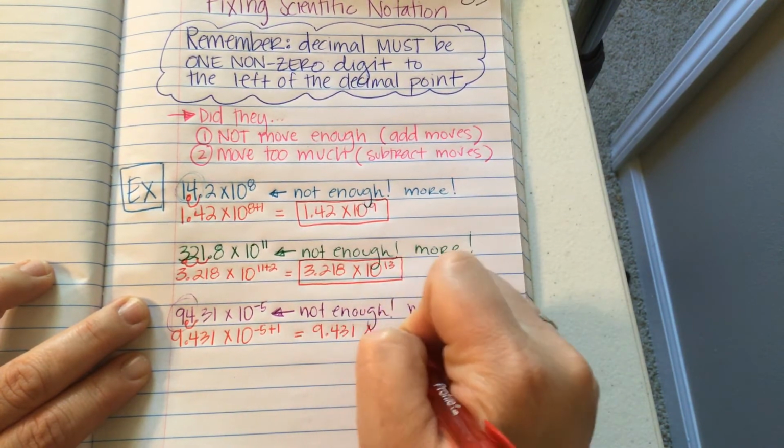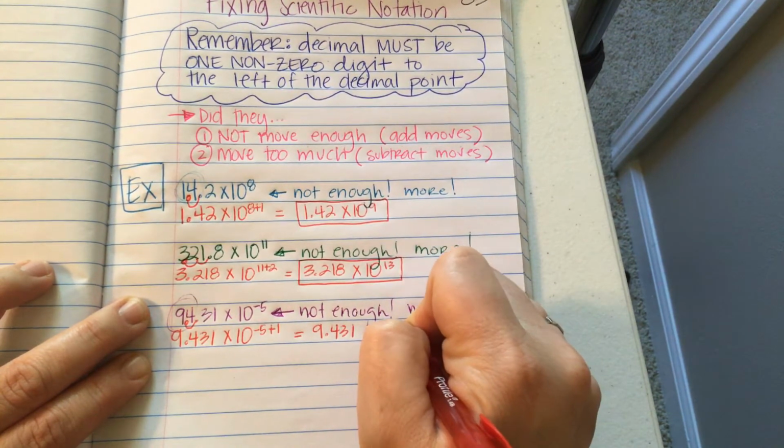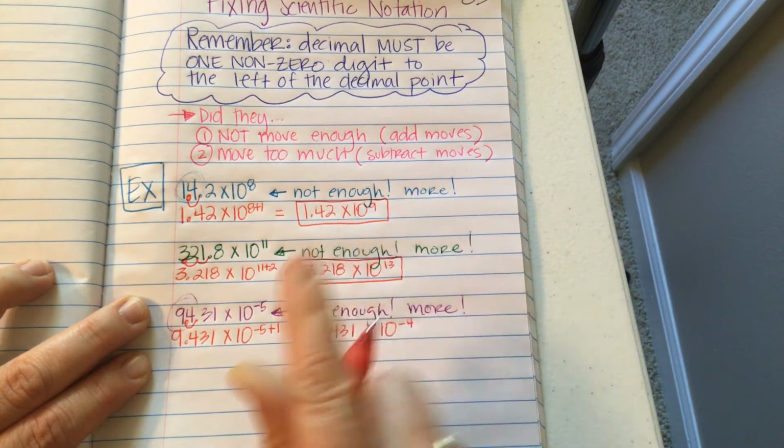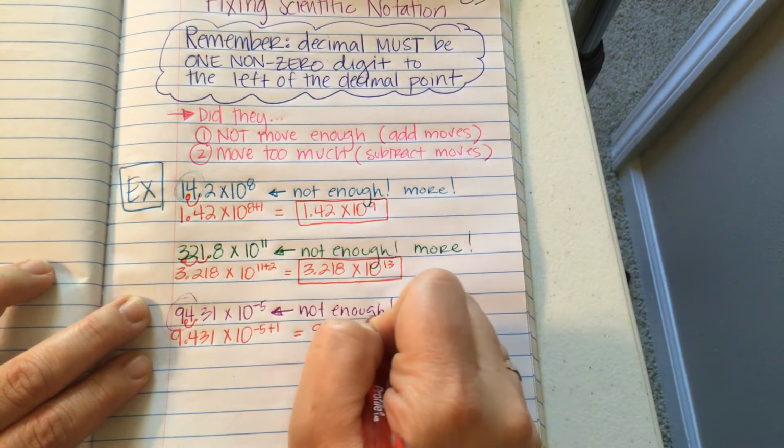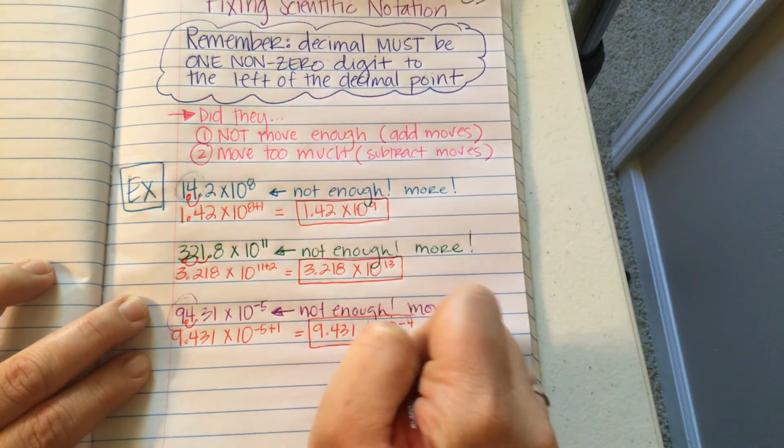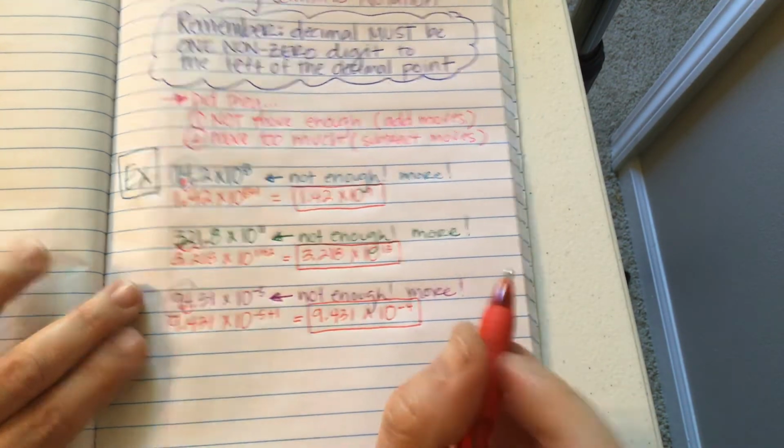9.431 times 10 to the negative 4th. Remember, negative 5 plus 1 is negative 4. Use a calculator if you need.